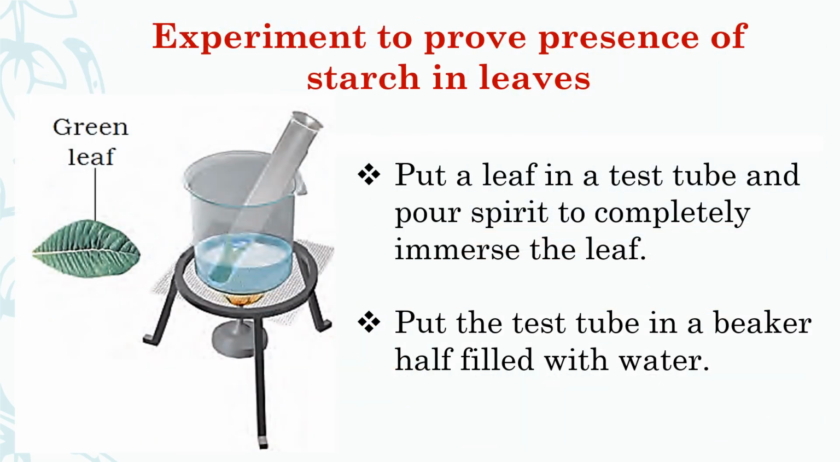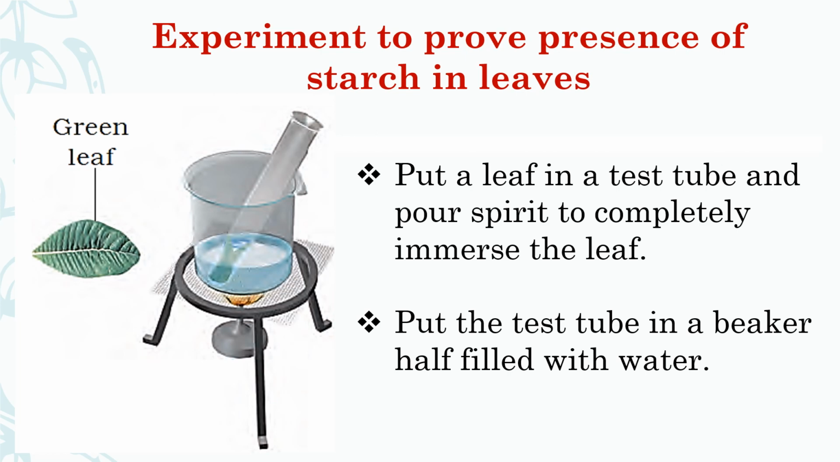So, with the help of some experiments, we will now try to prove that leaves carry out photosynthesis. First, we will prove that starch is present in leaves. We have studied in chapter 2 that to test the presence of carbohydrates or starch, we have to perform the iodine test, right? So, we will perform this iodine test on our leaf.